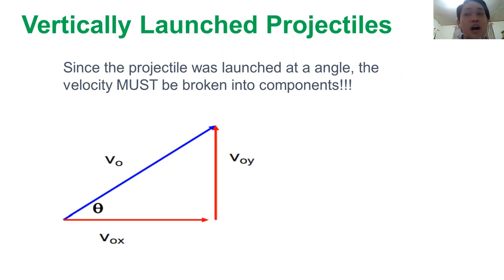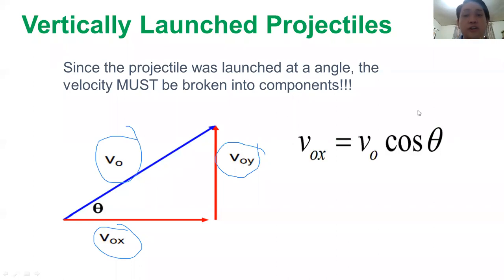We have the horizontal component, which is your V sub OX, and also the vertical component. And this V sub O is your resultant vector. So if you want to look for your horizontal component, you can use the formula V sub OX is equal to V sub O times cosine theta.